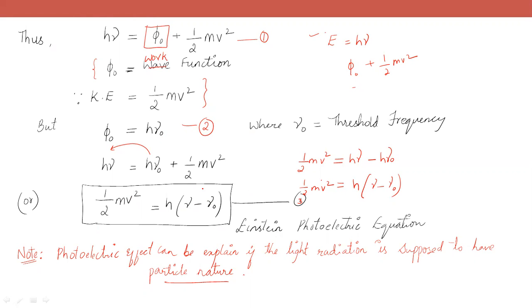So here in this particular theory, you have to make a note. The photoelectric effect can be explained if the light radiation is supposed to have a particle nature. As we know, light has a dual character, right? It can have a wave nature or a particle nature. So this photoelectric effect is possible only when the light radiation has a particle nature. That is, particle nature means the light is present in a discontinuous form, or you can say in short packets of energy, or in the form of quanta. Then only this Einstein theory of the photoelectric effect is possible. I hope it's clear.